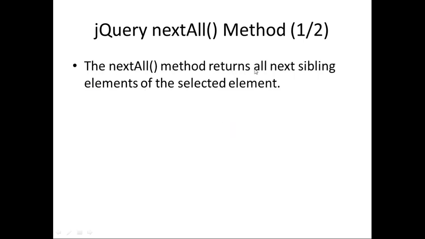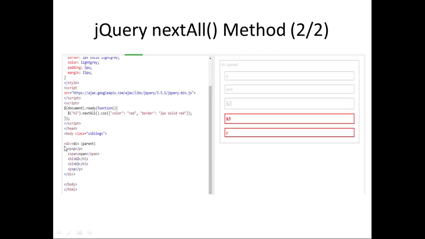The nextAll method returns all next sibling elements of the selected element. So as if you're referring to the younger siblings. So the same, we have a division here with a paragraph, span, H2, H3, P all under the division here. So if you have H2, instead of next, we use nextAll CSS. So if this one is selected, everything below H2 will be selected. So this will be the output. We have here H2, and everything below H2 will be selected.